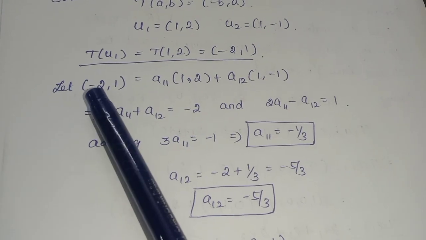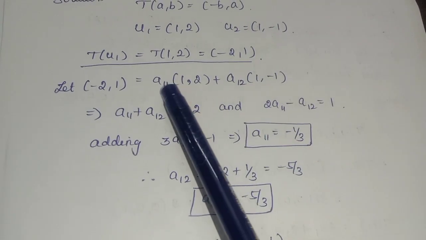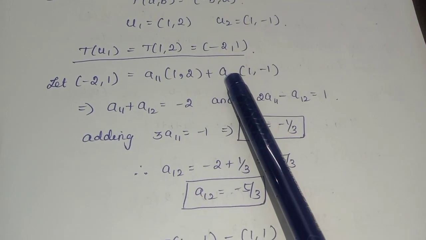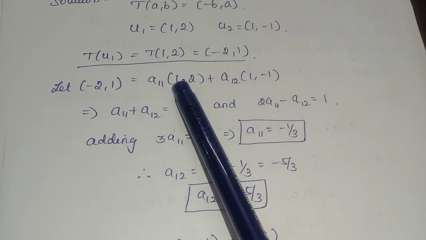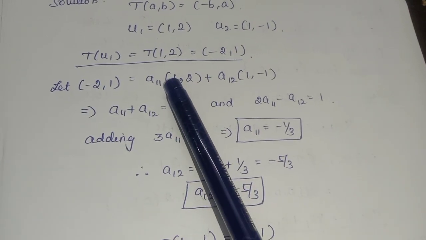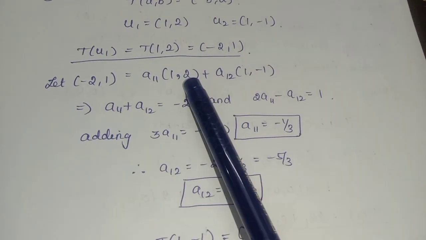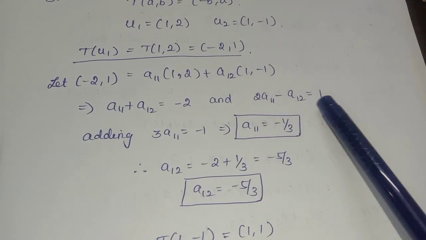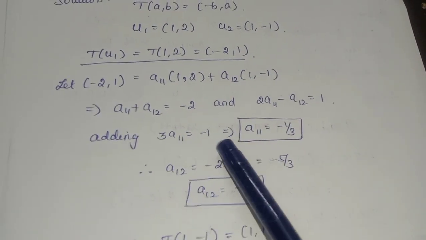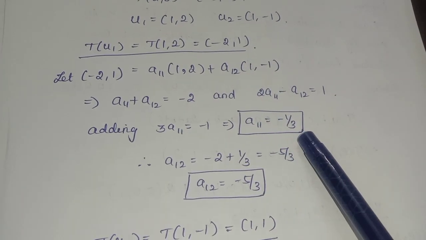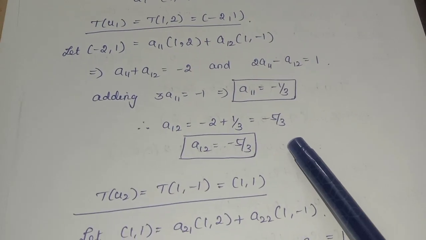So let me take it like this: minus 2 comma 1 equal to a11 into 1 2 plus a12 into 1 minus 1. Now you multiply. So what will you get? I am simplifying and equating the coordinates on left and right side. So on left side it will be minus 2, on right side it will be 1 a11 plus 1 a12, that is a11 plus a12 equal to minus 2. And similarly the second coordinate, 2a11 minus a12 equal to what? 1. Now add these two equations. So a12 gets cancelled. 3a11 equal to minus 1. So a11 equal to minus 1 by 3. Substitute it here. So a12 will be minus 2 plus 1 by 3 equal to minus 5 by 3.